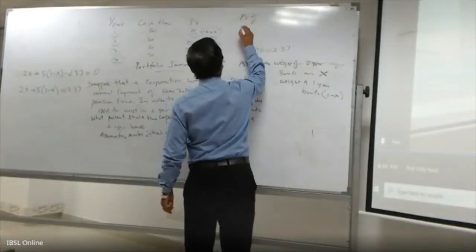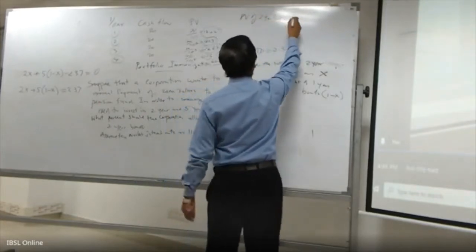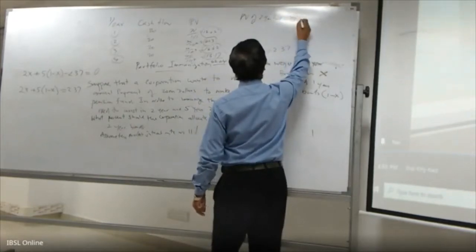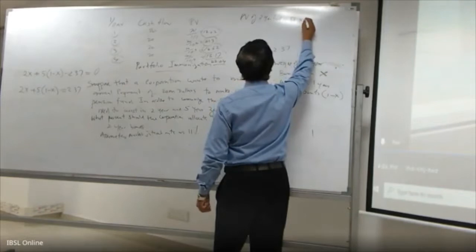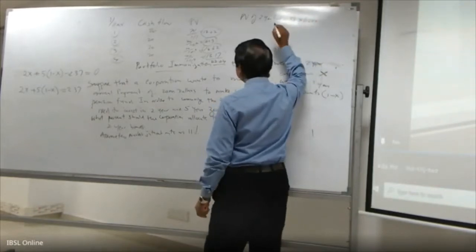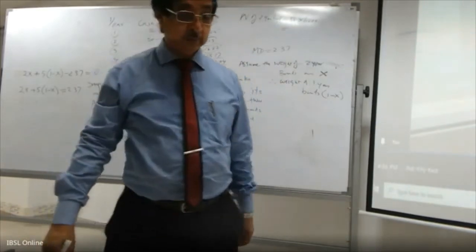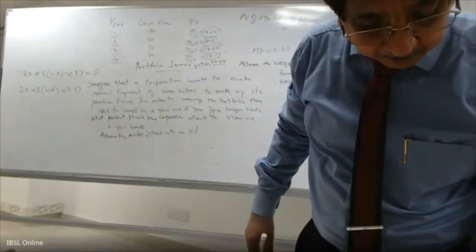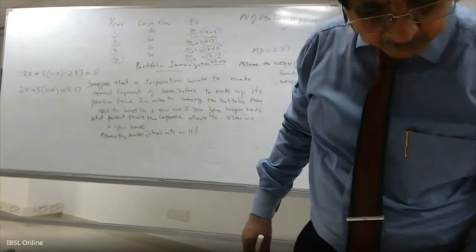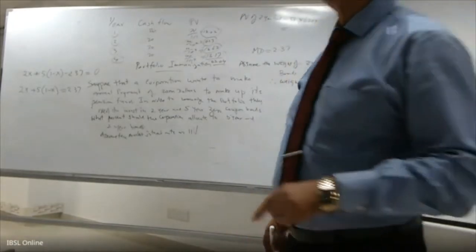PV of 2-year bonds is equal to 0.88 into 62.04. What is the value there? 54.6.